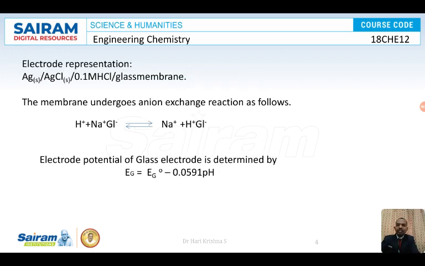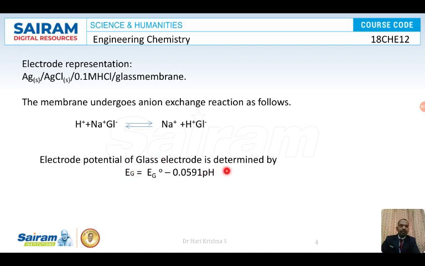The H plus ions inside the bulb will get exchanged with the glass. The glass is represented by Na plus and Gl minus. It gets exchanged with that and you get Na plus and H plus Gl minus. This is the reversible reaction. The electrode potential of the glass is given by Eg equals Eg naught minus 0.0591 pH. Once again, this is also derived by the Nernst equation.